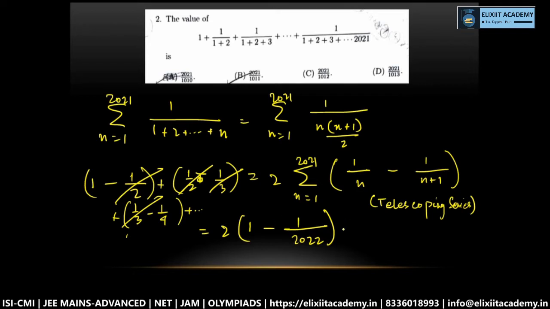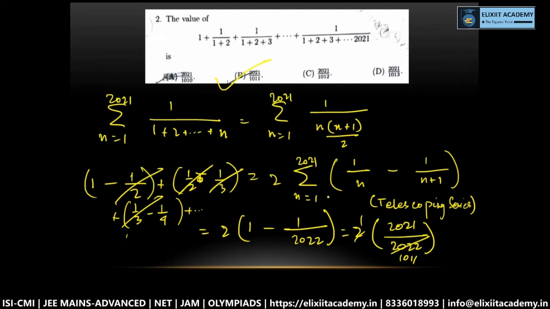Okay, now we just have to simplify this. So this is twice of 1 minus 1 upon 2022. So this is 2021 divided by 2022. So this is ultimately 1011. So that's 2021 divided by 1011. So in this case, option C is correct. Option B, sorry, option B is correct.